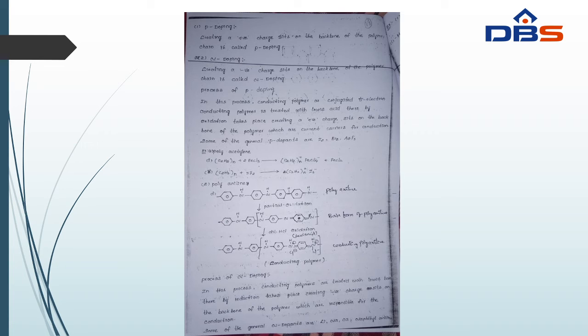For example, polyacetylene: (C2H2)n treated with the Lewis acid FeCl3 forms (C2H2)n+ ions, ethylene ions, and ferric chloride FeCl4- ions plus FeCl2. At the same time, iodine is one of the Lewis acid p-dopants: (C2H2)n plus 3I2 gives (C2H2)n+ ions and I3- ions. Now, polyaniline.